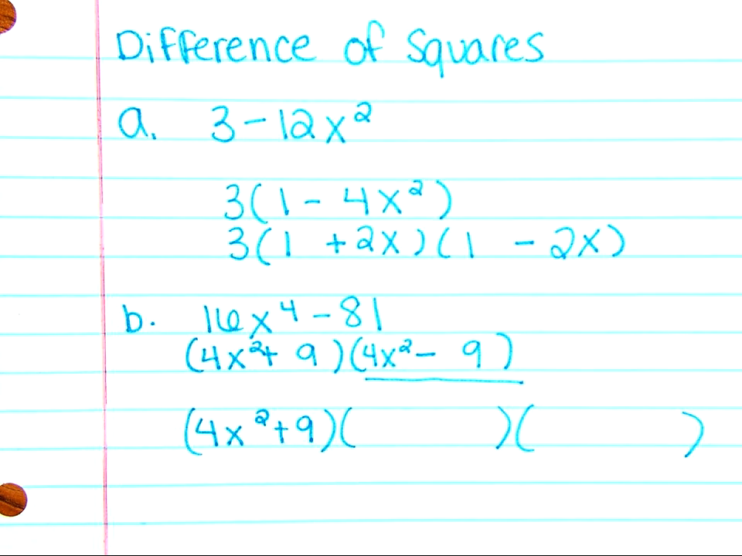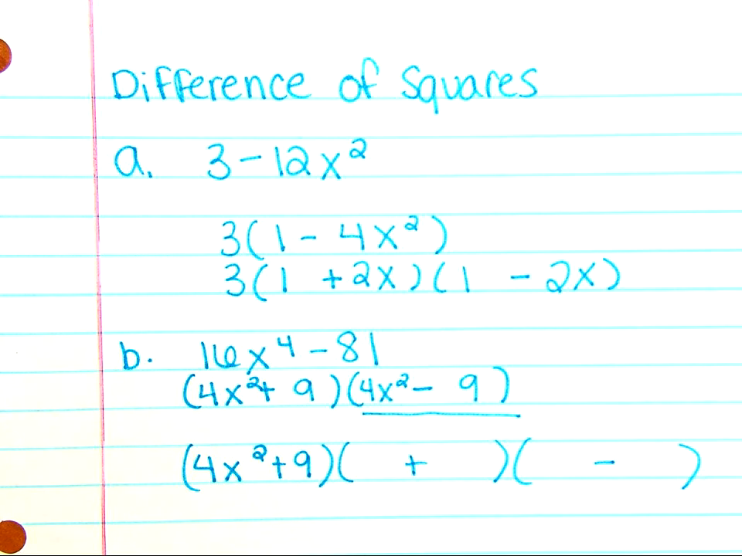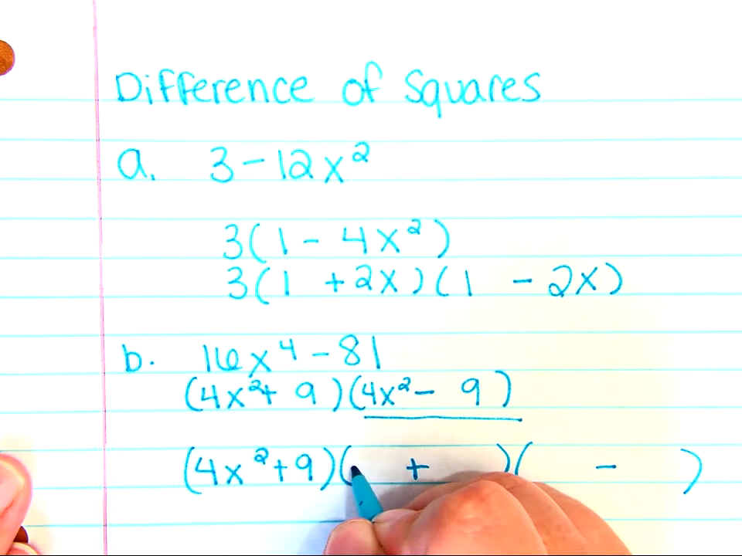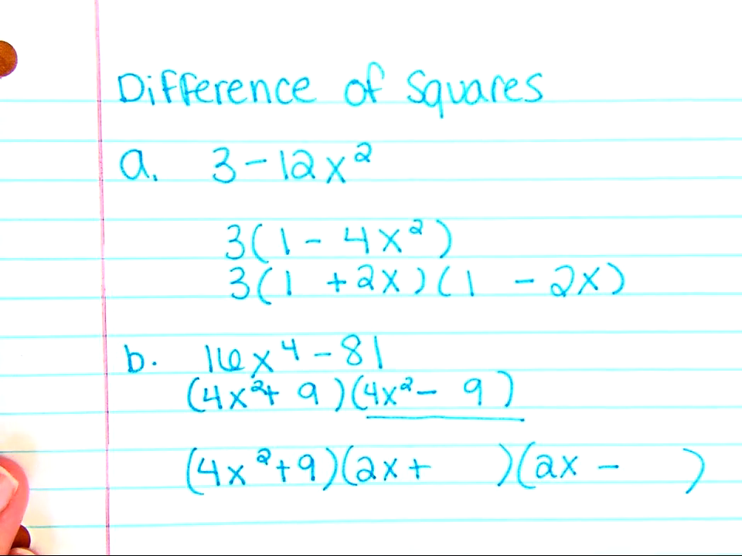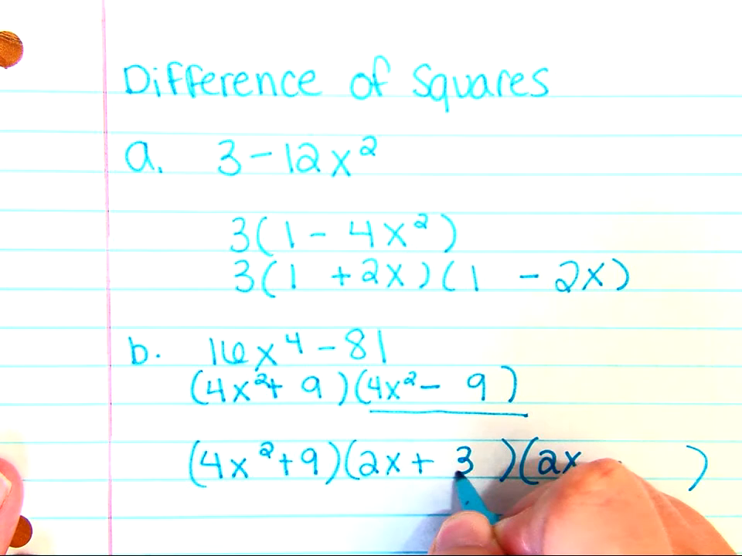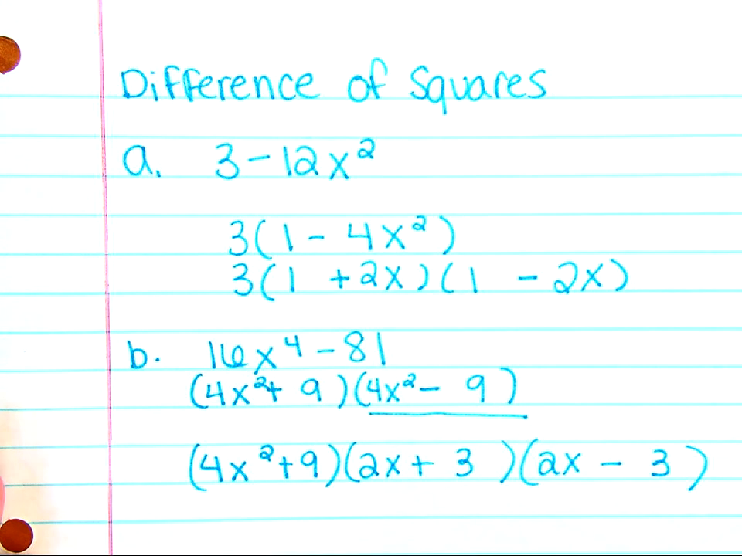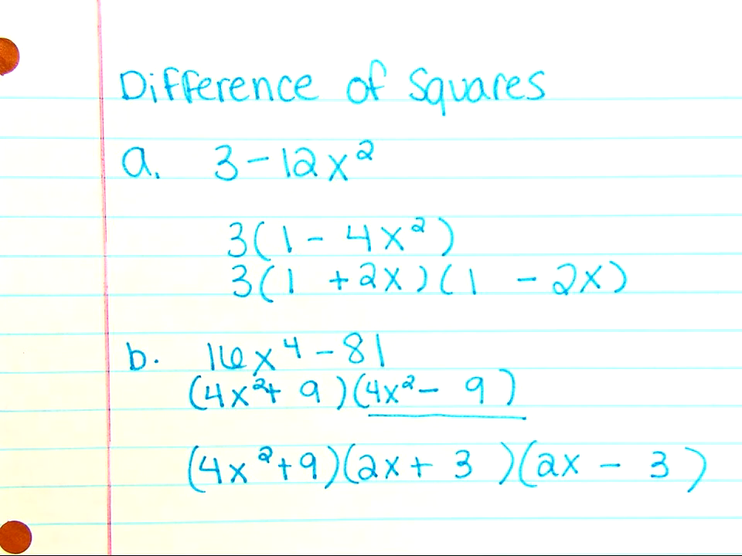So 1's a plus, 1's a minus. What times what gets me 4x squared? Well, that's got to be 2x and 2x. And to get 9, we'd have 3 and 3. Okay, so that would be difference of perfect squares.